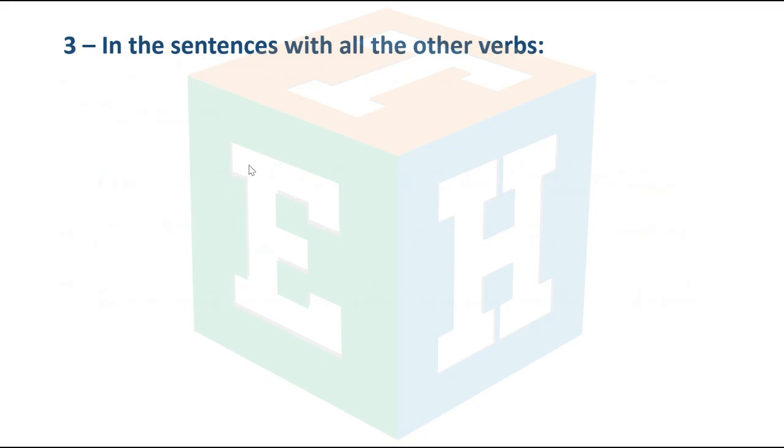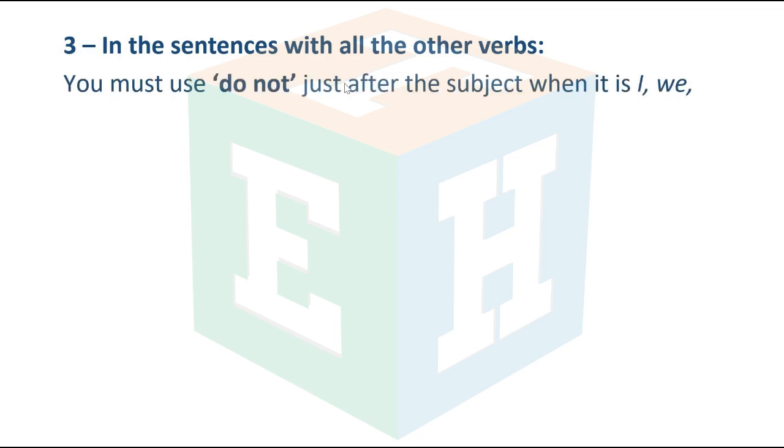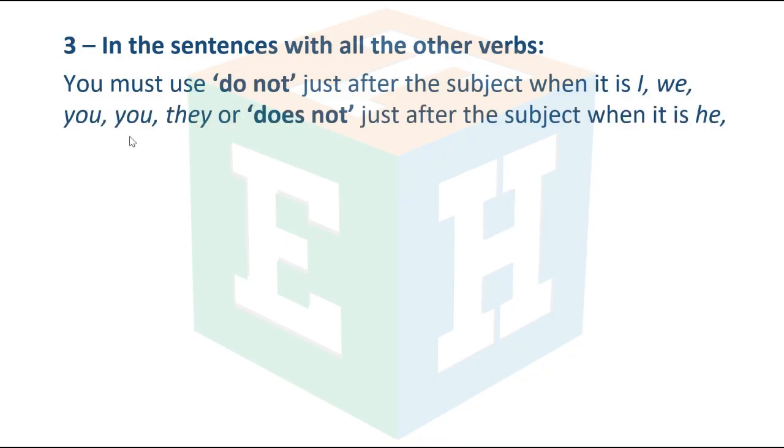Number three, in the sentences with all the other verbs. You must use do not just after the subject when it is I, we, you, they, or does not just after the subject when it is he, she, or it.